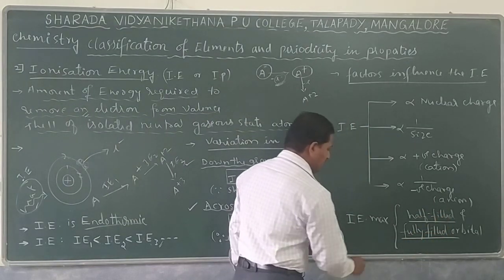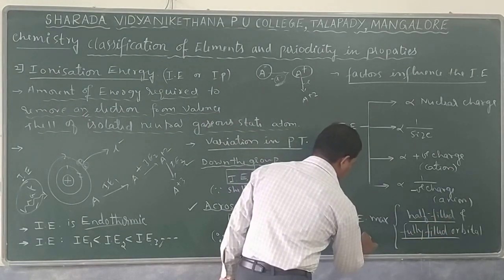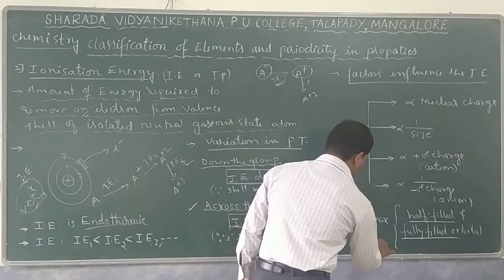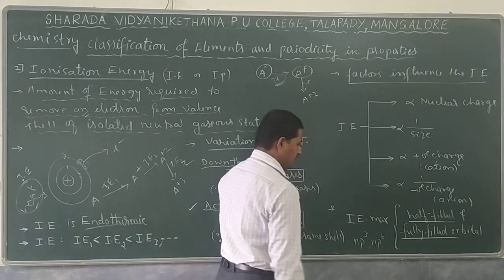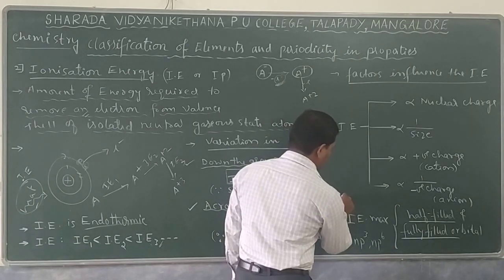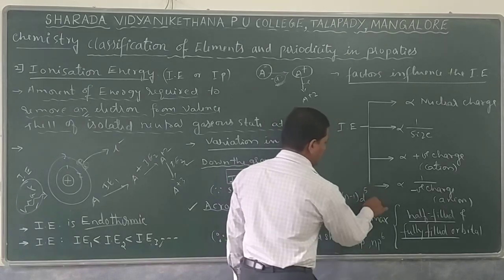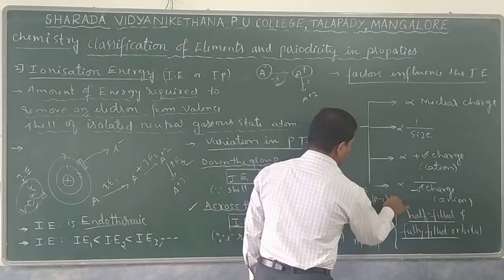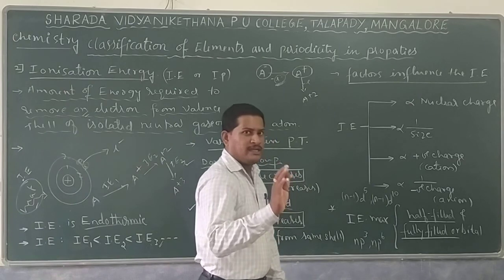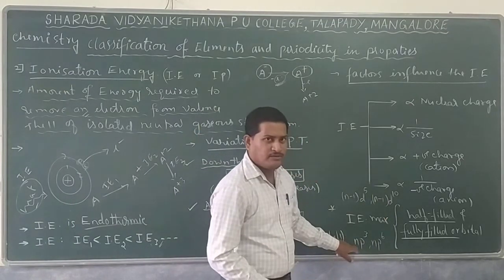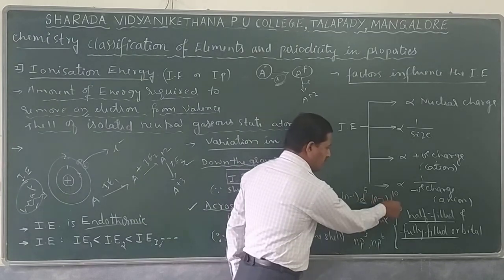What is that half filled state? It may be p3 is the half filled state. Similarly, p6 is the fully filled state. And if you go with (n-1)d5, half filled state, (n-1)d10, fully filled state. If an atom has an electronic configuration ending with this state of orbital, then it is difficult to remove that electron.